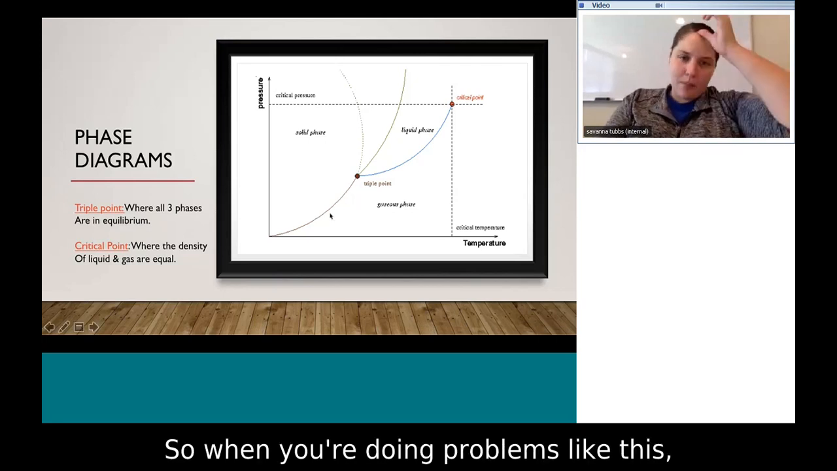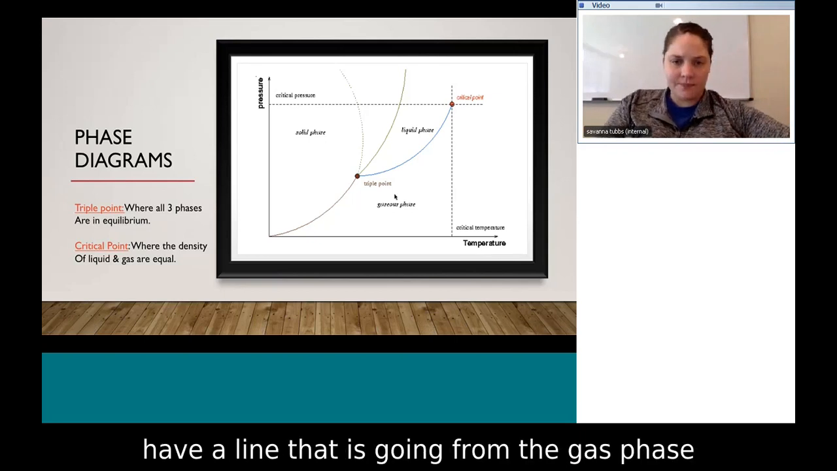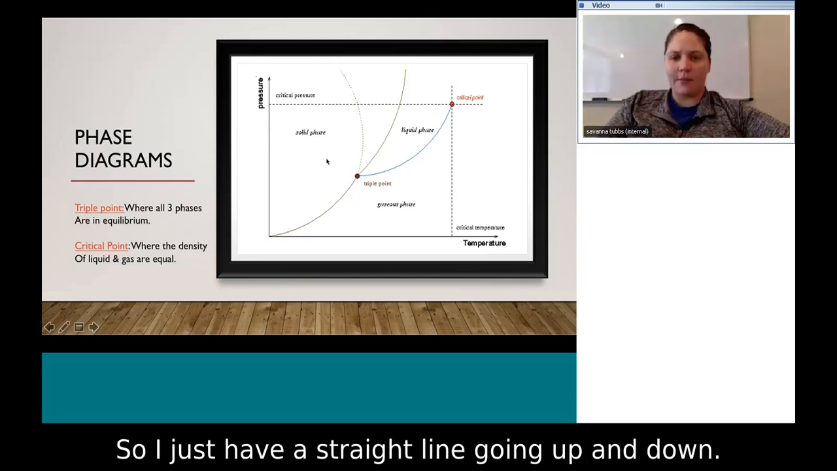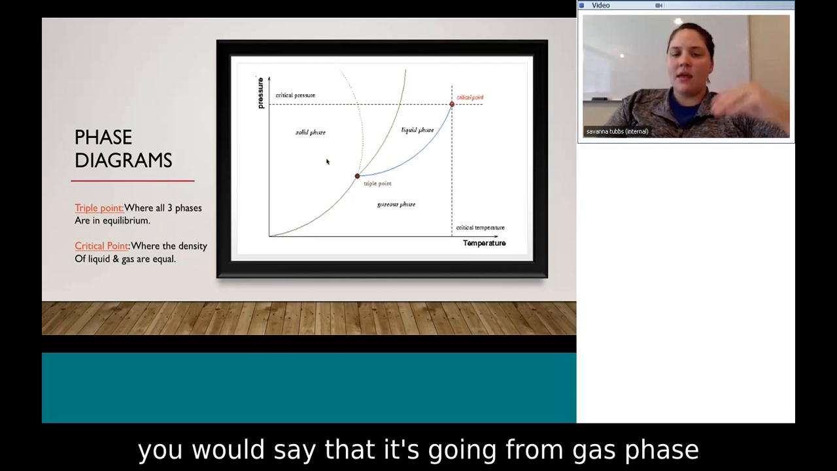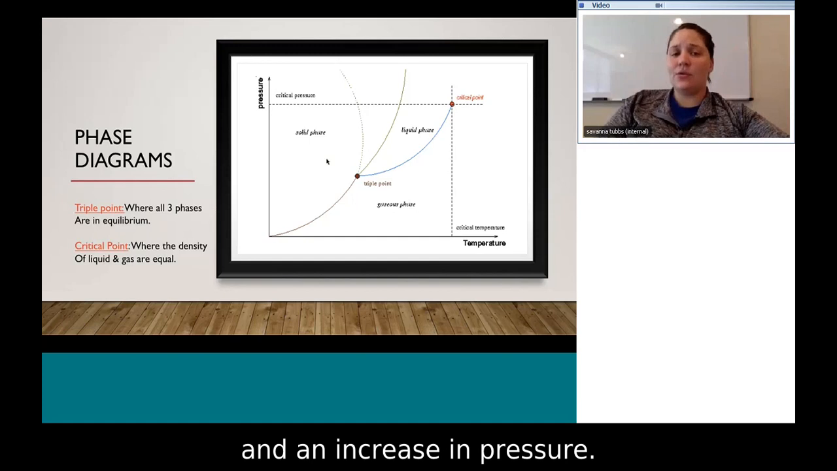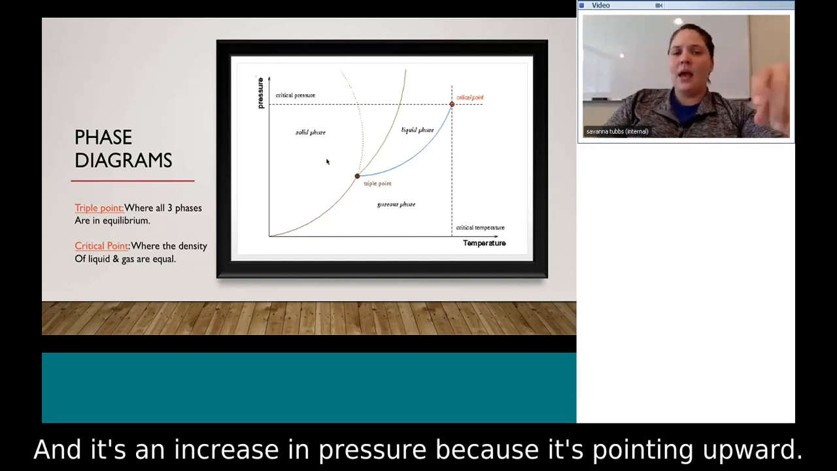So when you're doing problems like this, the way that you read it is, say I have a line that is going from the gas phase up in a straight line into the solid phase. So I just have a straight line going up and down. And if they wanted you to explain what was happening, you would say that it's going from gas phase to solid phase at a constant temperature and an increasing pressure. It's a constant temperature because it's straight up and down, and it's an increasing pressure because it's pointing upwards.